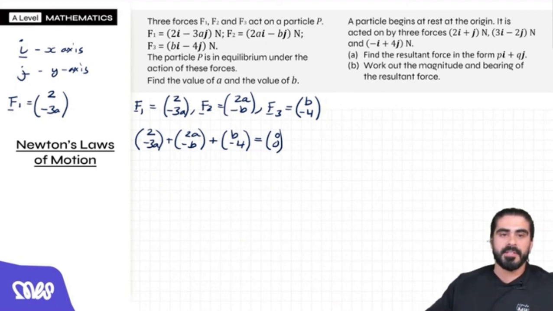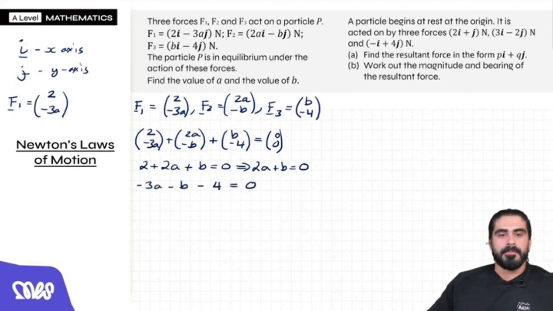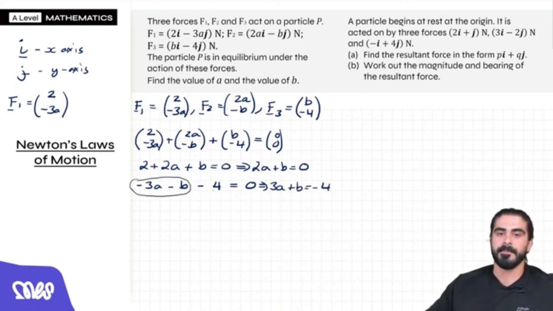Now, if you read the top, it says 2 plus 2a plus b equals 0. Move the 2 over, we get 2a plus b equals minus 2. Reading the bottom line, we have minus 3a minus b minus 4 equals 0. I'd probably prefer to move the minus 3a and the b to the other side. So we have 3a plus b is minus 4. So I've just taken this bit to the other side and I've kept the minus 4 here.